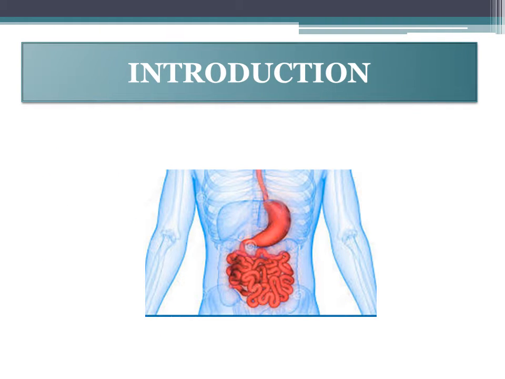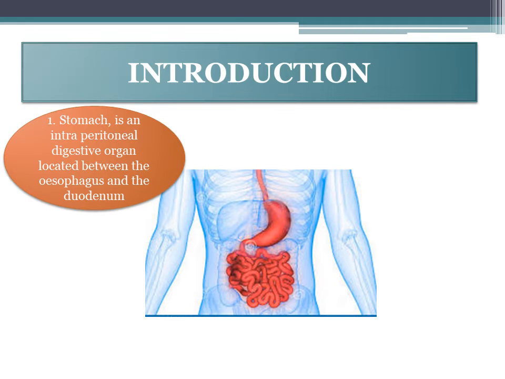So in this introduction of the stomach, first, the stomach is an intraperitoneal digestive organ located between the esophagus and the duodenum. As we know, an intraperitoneal organ lies within the peritoneal cavity, which is the area that contains abdominal organs. For example, the organs are the stomach, spleen, liver, duodenum, and so on.